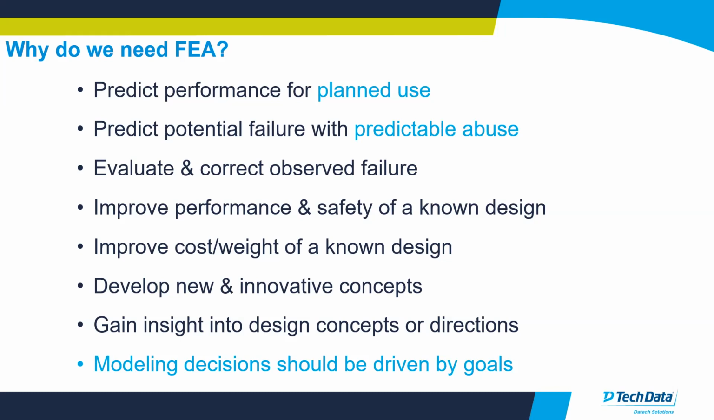So evaluate and correct observed failure, so that we can check for potential failure before we mass produce, which will save a lot of cost, and improve performance and safety, of course, and improve cost and weight. Imagine a part that is over designed. When you run the studies, you know that this part is over designed, so maybe we can reduce materials or reduce some weight, while maintaining the safety factor of the component. Imagine from one component you can save some material. Imagine if you mass produce the things, you'll be saving a lot.